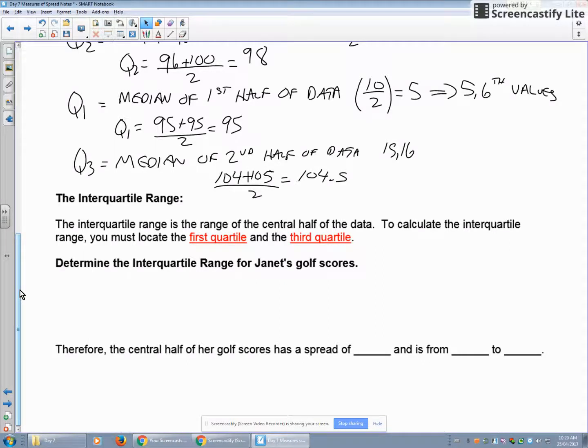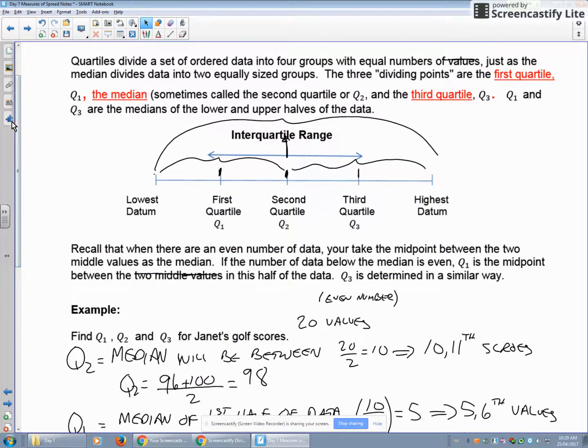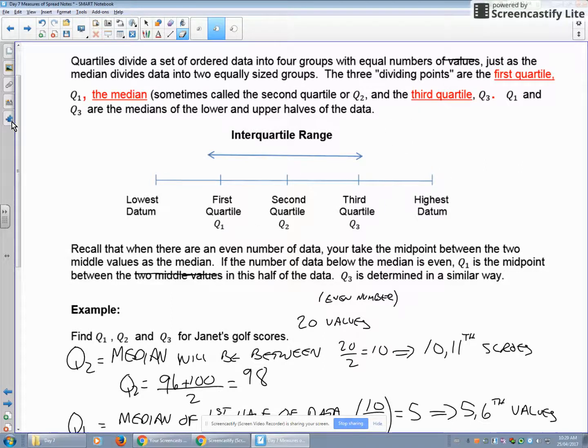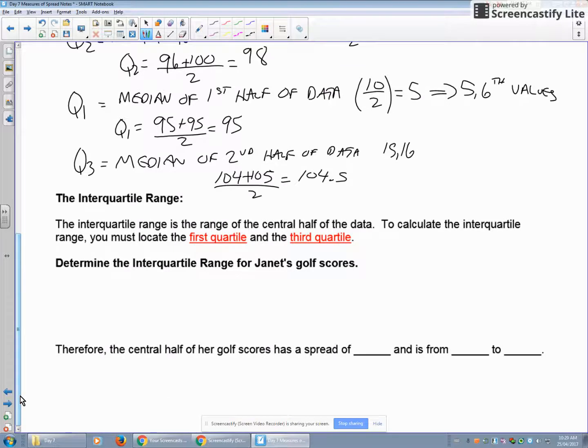Determine the interquartile range for Janet's golf scores. So let's just take a look up at our little graph here. This is my median, half of my data, interquartile range. This is it here. This is our arrow. This is half of my data. So the range is going to be from my Q3, subtract my Q1. That's going to be my interquartile range.